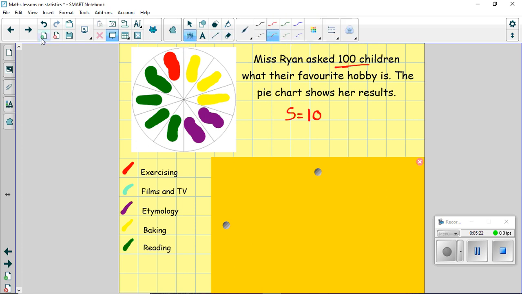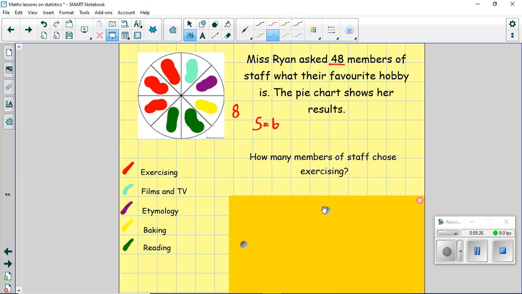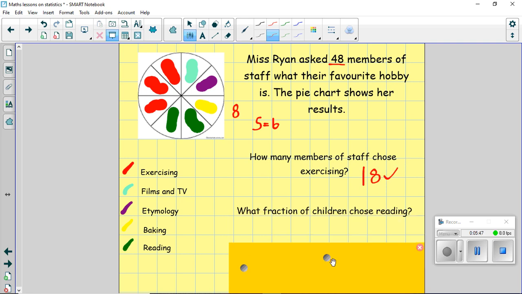Okay, right, let's have a look at the questions then. Question 1. How many members of staff chose exercising? So exercising's red. There's 3 sections coloured in red. So that doesn't mean 3 members of staff chose exercising, because each section is worth 6. So it's actually 6, 12, 18. So 18 staff chose exercising. Tick.